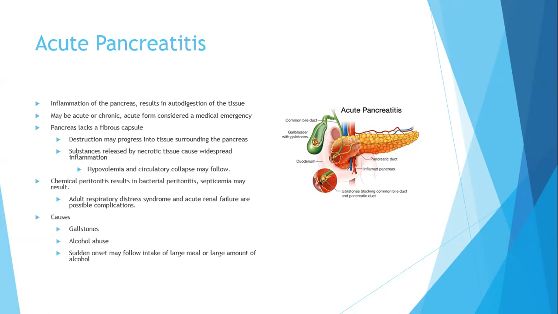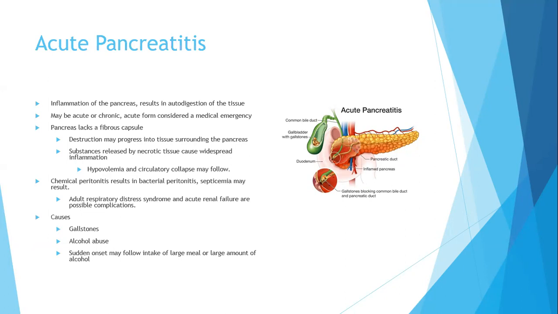Chemical peritonitis, which is the breakdown of the cells in the pancreas, can result in bacterial peritonitis and septicemia, which can also kill you. And that can result in adult respiratory distress syndrome and acute renal failure. So the chain of events following acute pancreatitis is not a good chain.